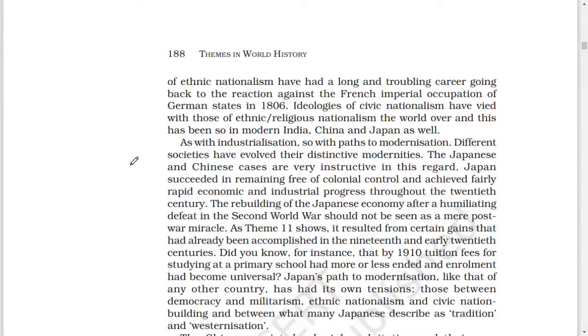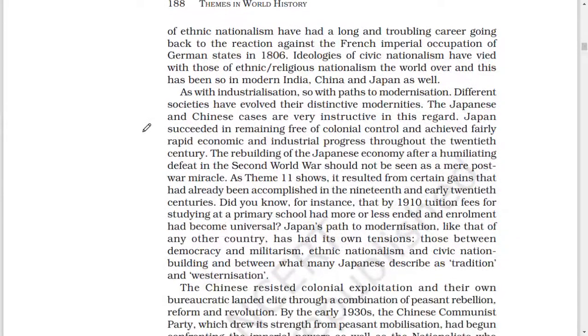As with industrialization, so with paths to modernization, different societies have evolved their distinctive modernities. The Japanese and Chinese cases are very instructive in this regard. Japan succeeded in remaining free of colonial control and achieved fairly rapid economic and industrial progress throughout the 20th century. The rebuilding of the Japanese economy after a humiliating defeat in the Second World War should not be seen as a mere post-war miracle.